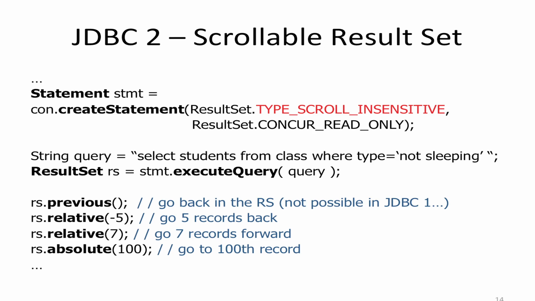rs dot relative -5 means go back 5 records. rs dot relative 7, so it will move in the forward direction 7 rows. So type scroll insensitive means we can scroll in the forward direction as well as the backward direction. And the last one is rs dot absolute 100, so it will move to the 100th record. So this is a scrollable result set, you can see here.